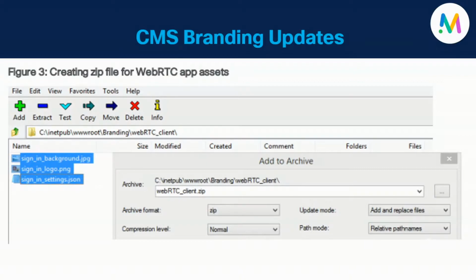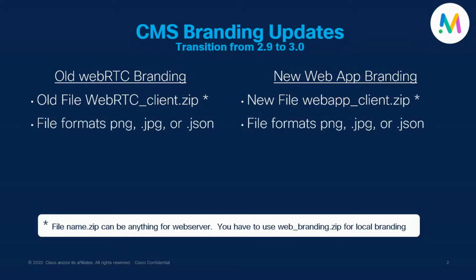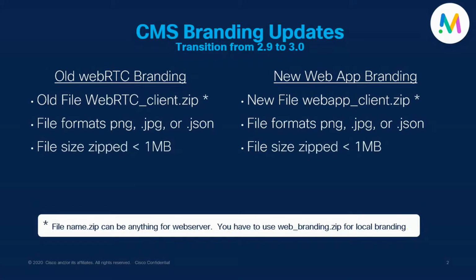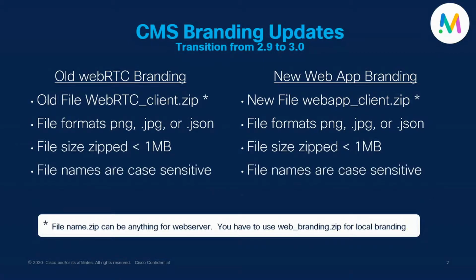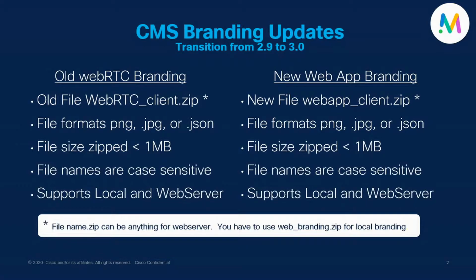You can call it rebels.zip or empire.zip, like in my examples that are coming up. You can call it branding.zip. The point is, the naming convention of the file is not significant to this working properly. So let's go back to the list. The second thing we want to consider when doing branding is the file formats. PNG, JPEG, or JSON are the requirements for both servers. File zip size has got to be less than 1 meg. That still hasn't changed. File names are case sensitive, and both support local and web server. So there's no significant difference other than the protocol that the browser uses.